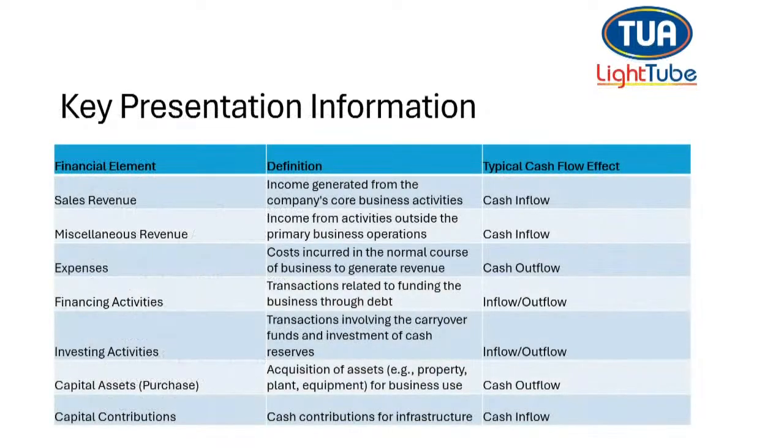Here are some key terms, some information that'll help when you go through this. The sales revenue is income generated from our everyday business practice. Miscellaneous revenue is income from activities outside of our business operations. Expenses are just the costs that are incurred through our normal business activities. Financing activities are transactions related to the funding of our business through debt, through loans. Investing activities, we are considering that carryover funds from the previous year that we did not use and investment of cash in our reserves. Capital assets are acquisition of any property, any item that we need to operate our business.